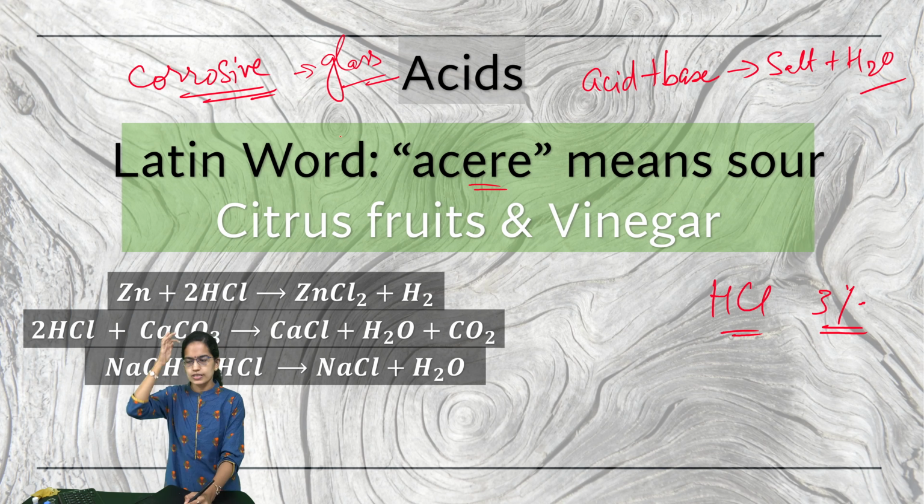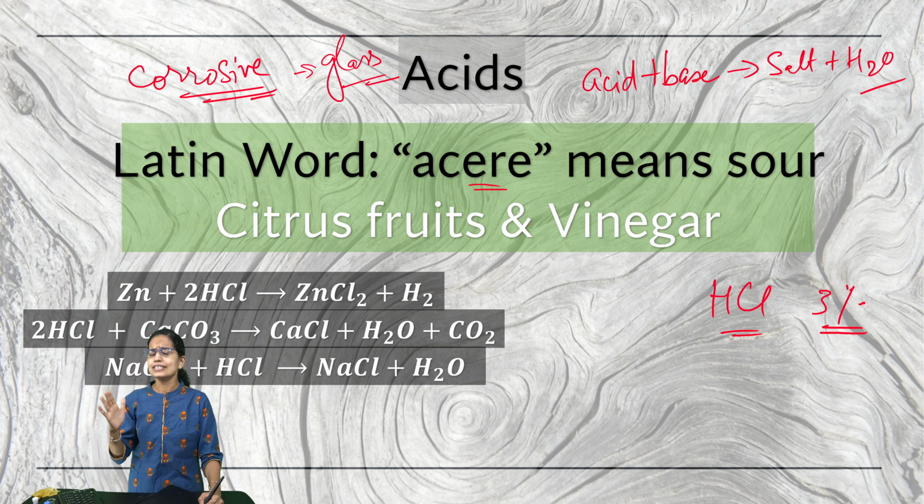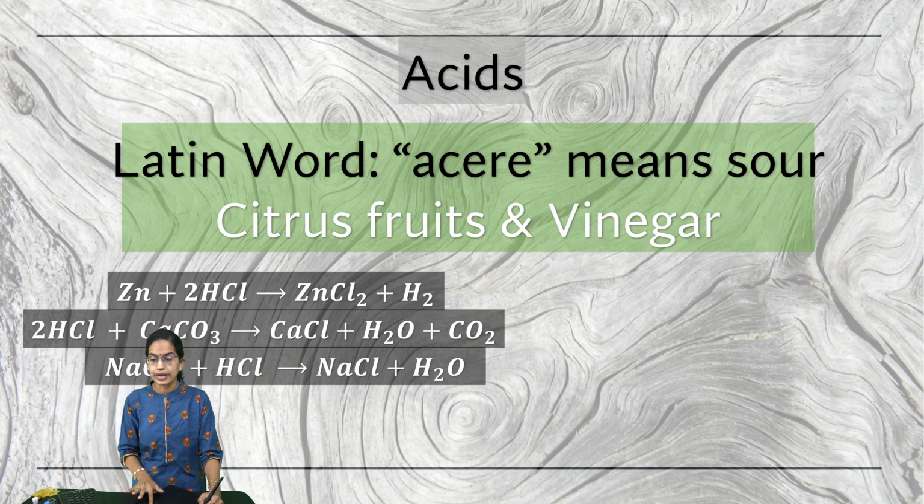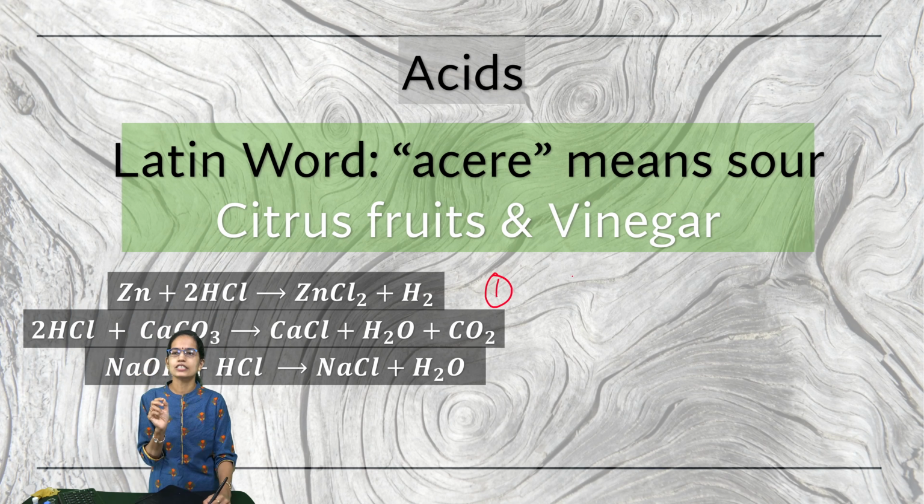Now, acid reacts with certain metals and carbonates in different fashion. So we'll understand each of the examples. The first example is when an acid reacts with a metal. I take an example of zinc, you can take aluminum or any other metal. What would happen? The metal chloride would be formed. So when zinc reacts with hydrogen chloride, zinc chloride and hydrogen gas are released.